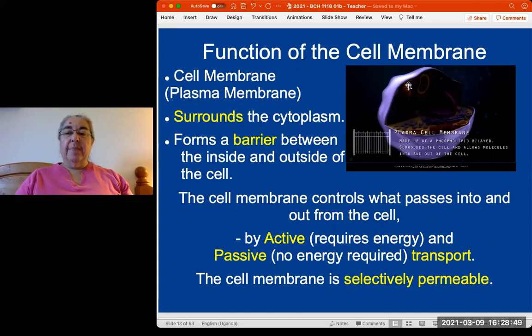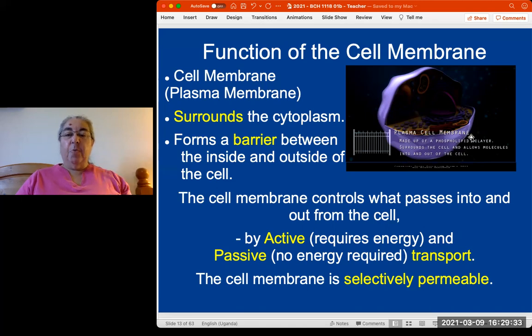So that is the membrane around the outside edge of the cell, sometimes called the plasma membrane because it surrounds the plasma or the cytoplasm. The membrane of the cell forms a barrier between the inside of the cell and the outside. But it's not just a passive barrier. It doesn't just separate like a wall. It actually controls what passes in and out of the cell. So you can think of it as a wall with gates or doors in it.